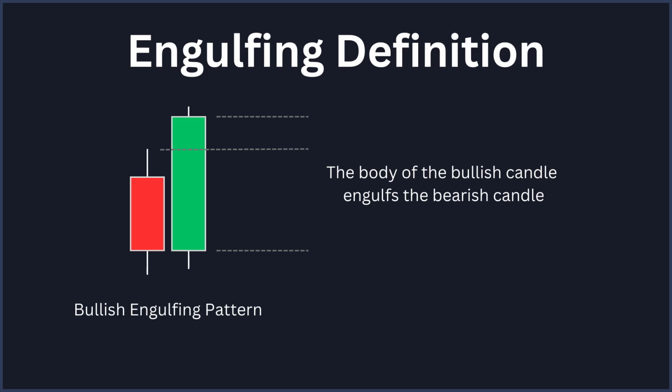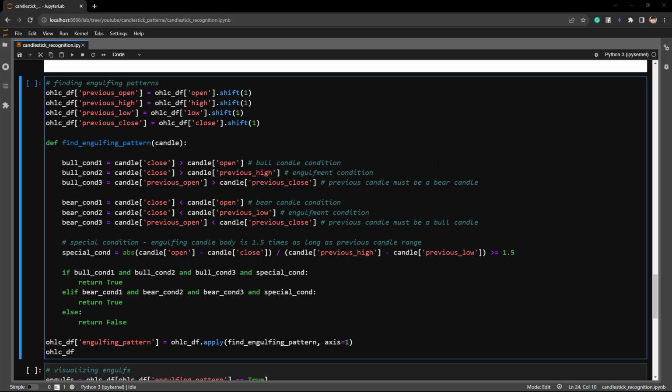So now let's have a look at the engulfing pattern. The rule for an engulfing pattern is that for a bullish engulfing pattern to be valid, the body of the engulfing candle must exceed the high of the previous bearish candle. In order to analyze the engulfing pattern, I will also need the data of the previous candle. So I've extended the OHLC data frame with previous open, previous high, previous low, and previous close by shifting the open, high, low, close values by 1.